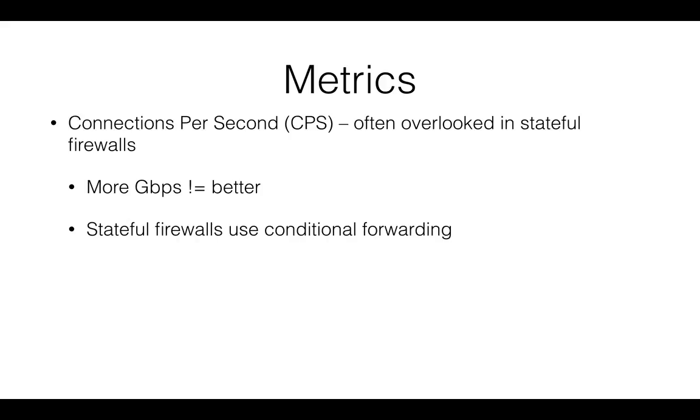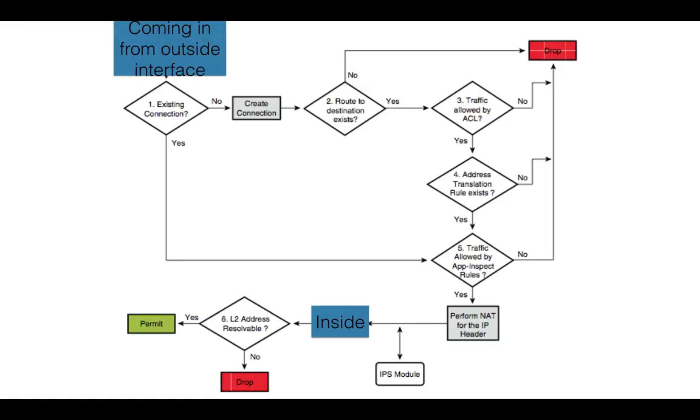But the reason that this is a very important measurement for stateful firewalls is because of the idea that they use conditional forwarding. Now, when a packet enters the firewall coming in from the outside interface, the very first thing the firewall does is it checks, do I already have a connection established? If the firewall already has a connection established, there's no point in going through the whole decision process again. We've already allowed or rejected that firewall rule. If there's not one, we start going down the path this way.